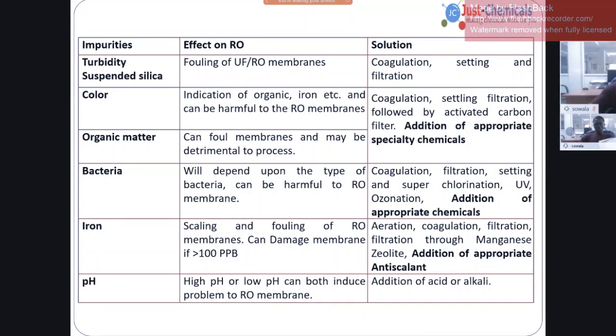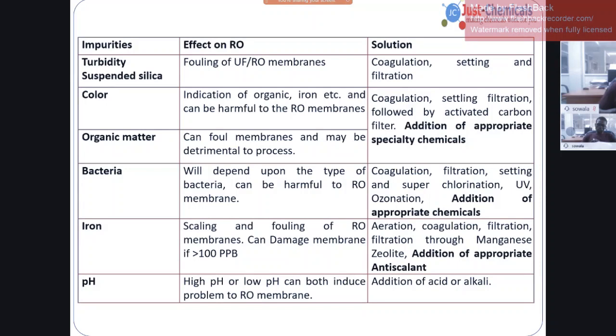Then what is the solution? What is the proactive step you can take? You can do aeration before the coagulation stage. Aeration will convert this iron into ferric salts, which will coagulate in the coagulation chamber. Then filtration, and filtration through manganese zeolite will also help. Otherwise, you have to use an appropriate antiscalant if you are not able to reduce iron in the source.